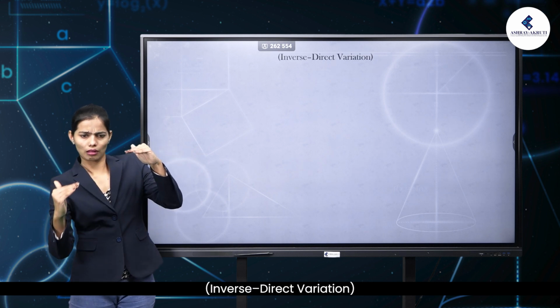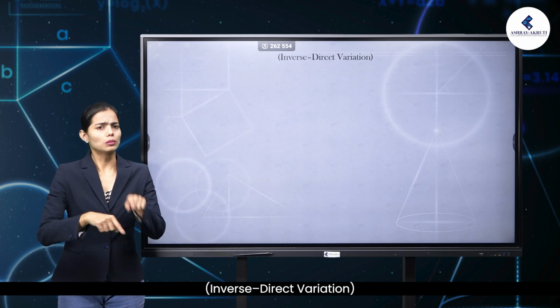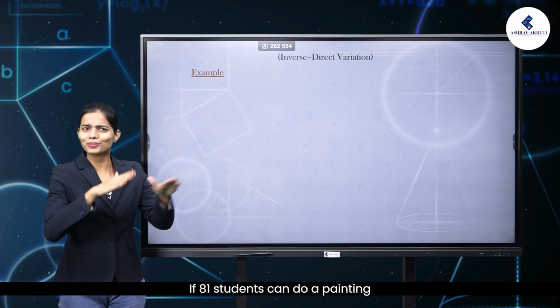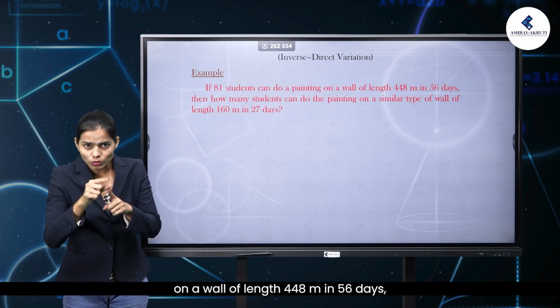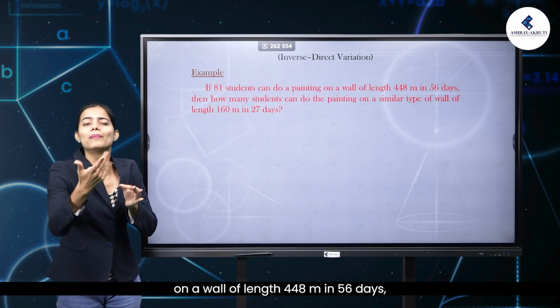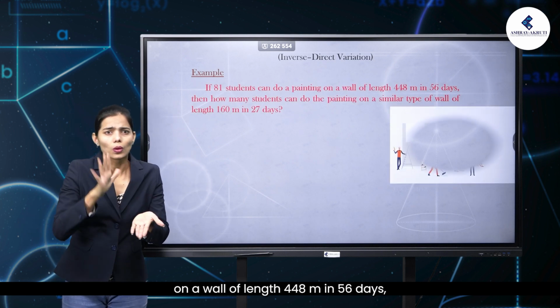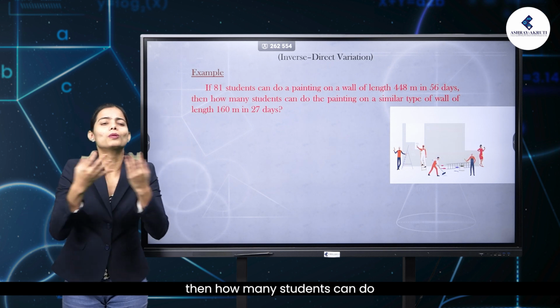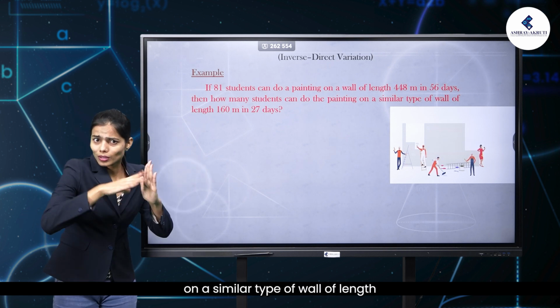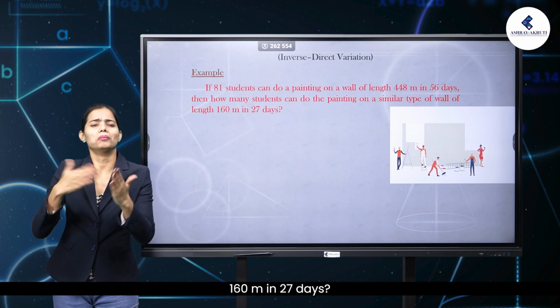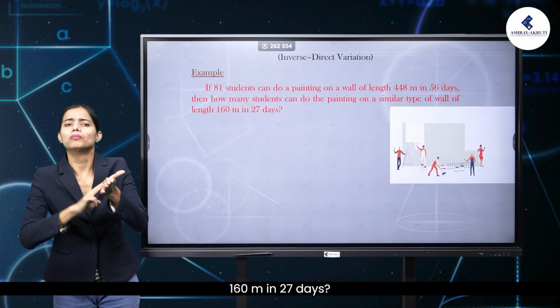Inverse direct variation. Example. If 81 students can do a painting on a wall of length 448 m in 56 days, then how many students can do the painting on a similar type of wall of length 160 m in 27 days?